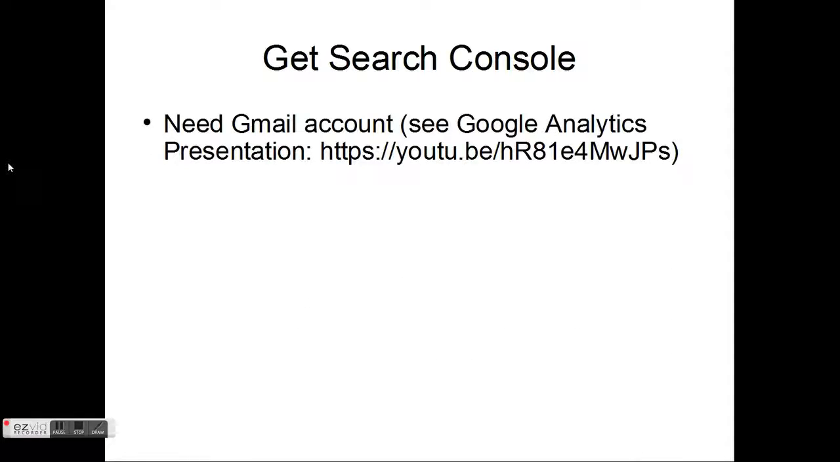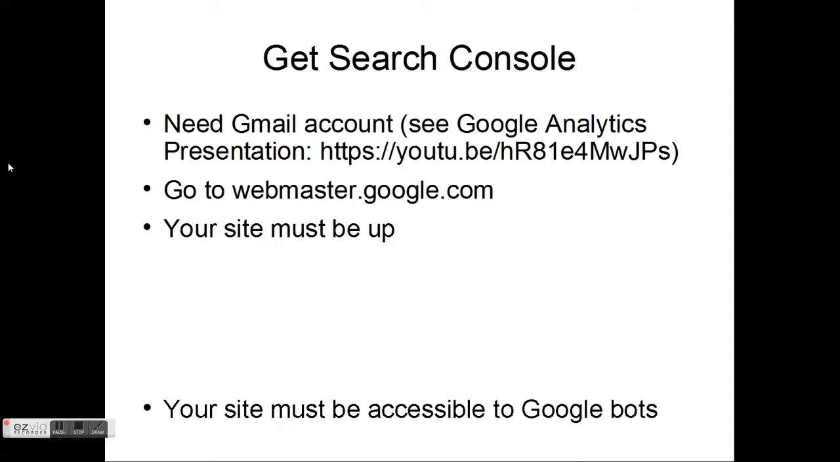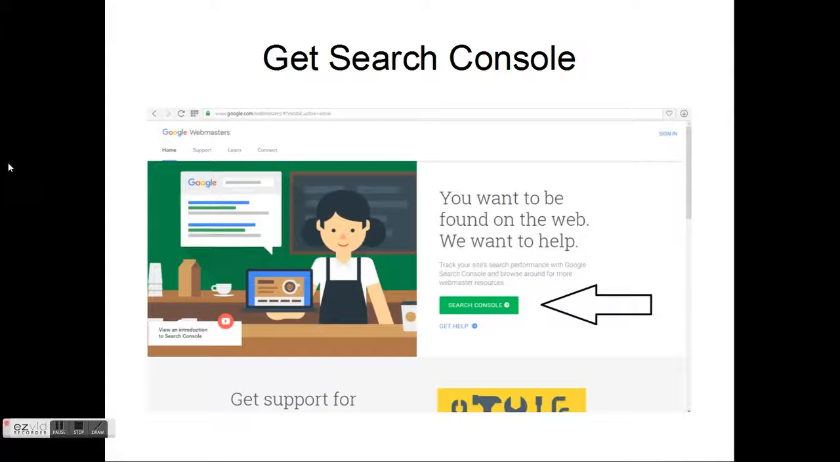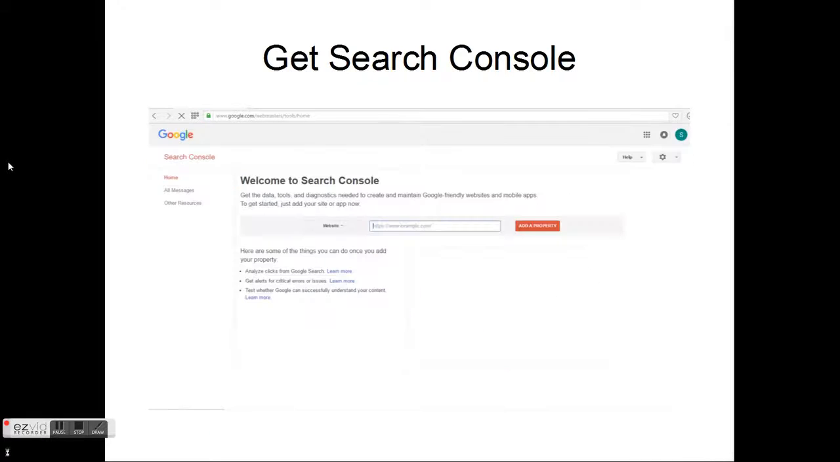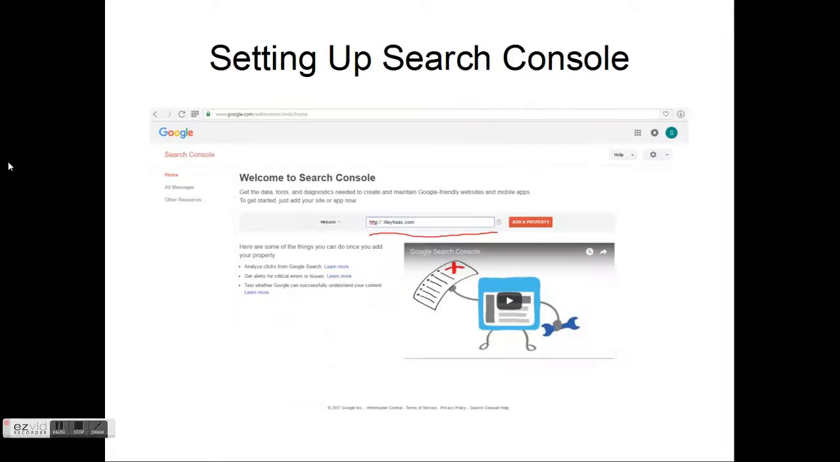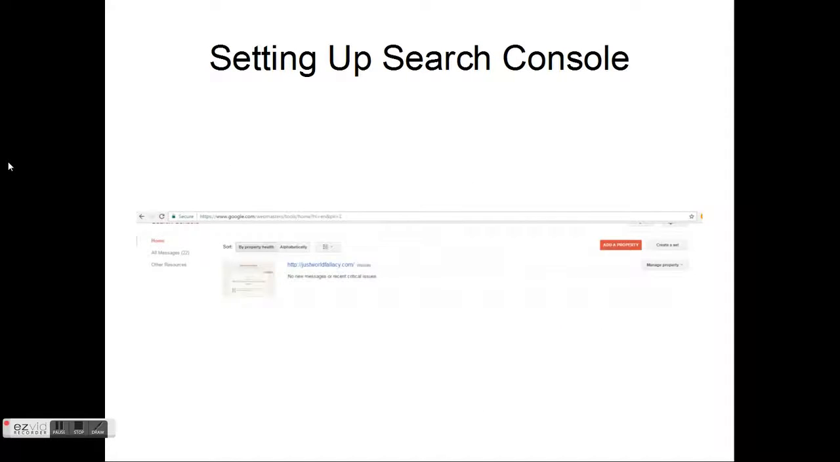So you just need a Gmail account, and you can see how to do that in my Google Analytics presentation at that YouTube address. Just pause it if you need to write it down. You go to webmaster.google.com. Your site should be up. Your site should be accessible to Googlebots. So you go to webmaster.google.com and you click on the big green button. And then you just put in your site in this little box there. As you can see, I've done that.